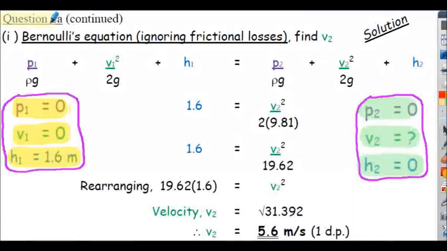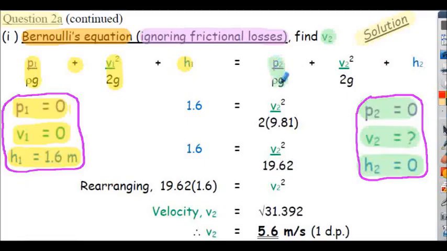Here's question 2a, solution continued. Firstly, we're considering Bernoulli's equation, but ignoring frictional losses. We've got to find V2, the outlet velocity. For Bernoulli's equation, 3 terms on the left-hand side, and our 3 terms on the right-hand side. As I said, we're ignoring friction effects in this case.